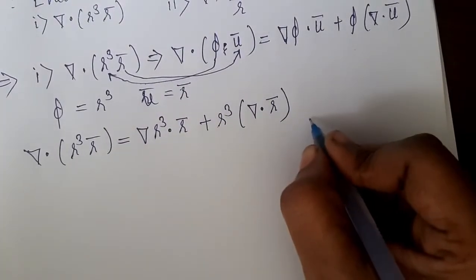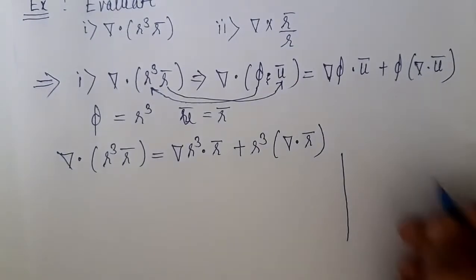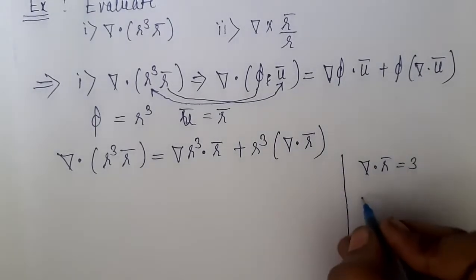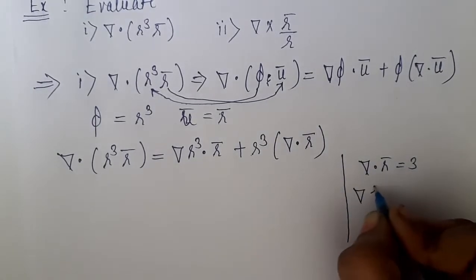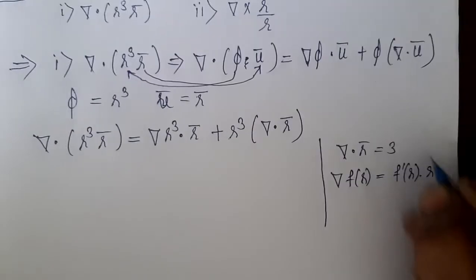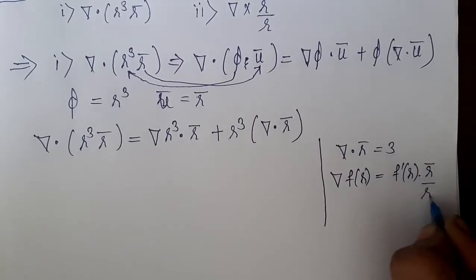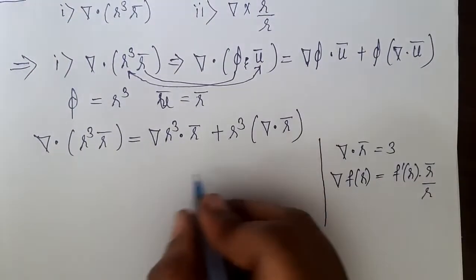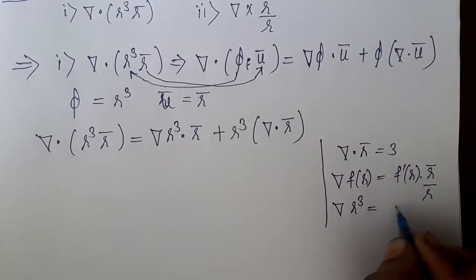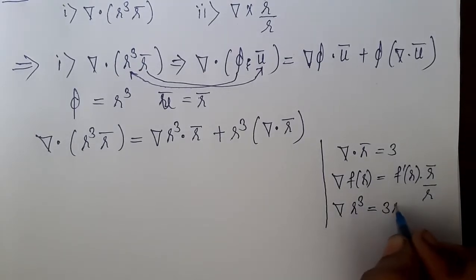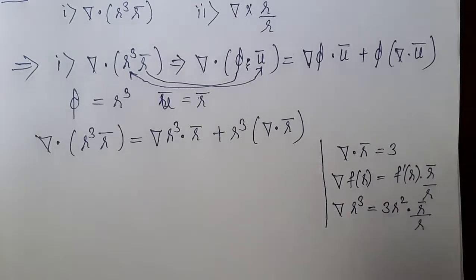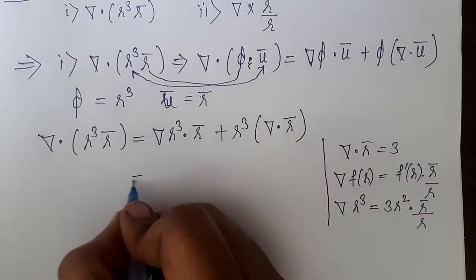Now we have two standard results. First, del dot r is equal to 3, and next, del of f of r is equal to f dash of r multiplied by vector r divided by r. Use both equations here. What is del of r cube? By using this result, del of r cube is f dash of r, the derivative of r cube, which is 3r square multiplied by vector r divided by r.